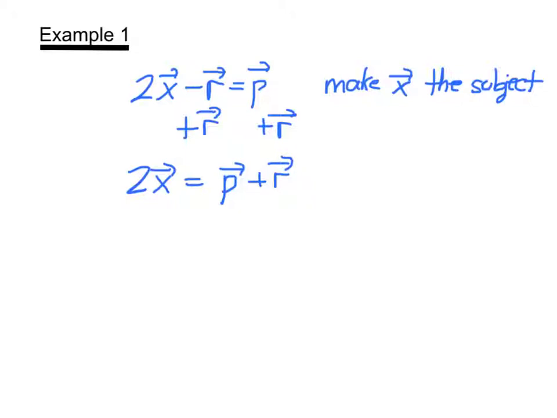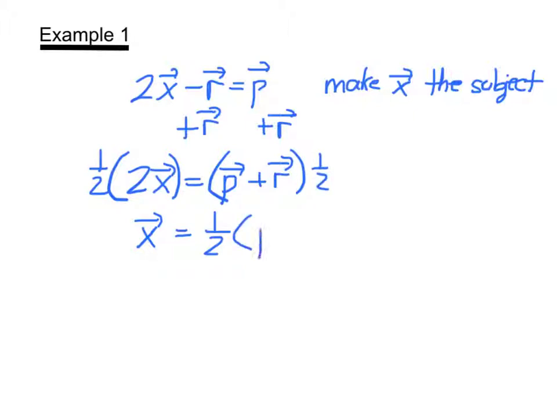And to get vector x by itself, remember we need to multiply by the scalar, or the reciprocal of this scalar. I can't divide by 2. So instead, I'm going to multiply both sides of this equation by 1/2 to get 1/2 times vector p plus vector r. So this is the correct solution for this vector equation.